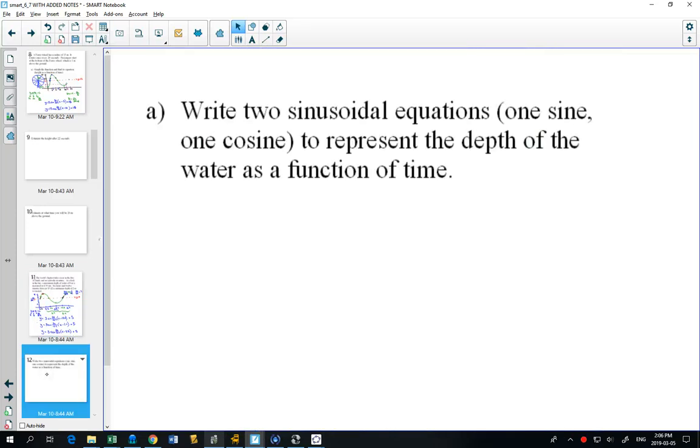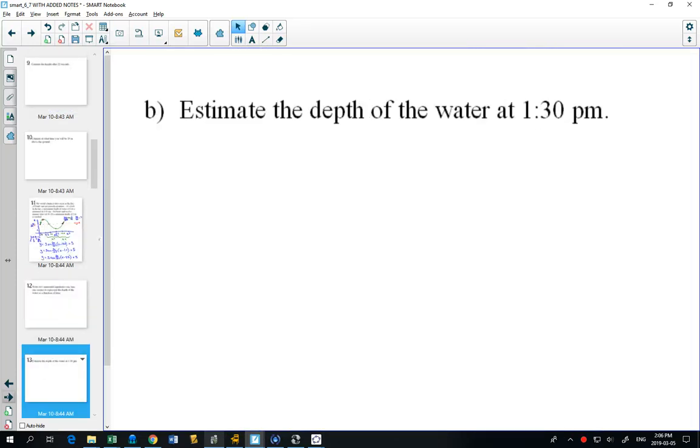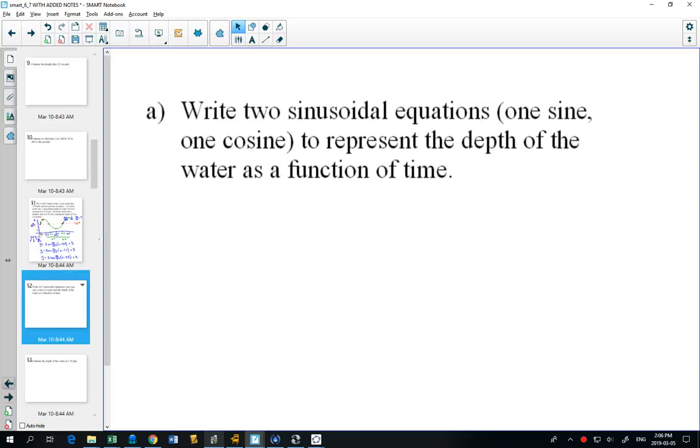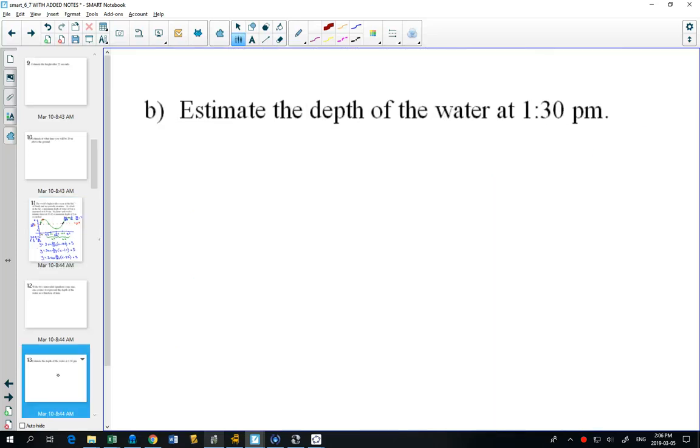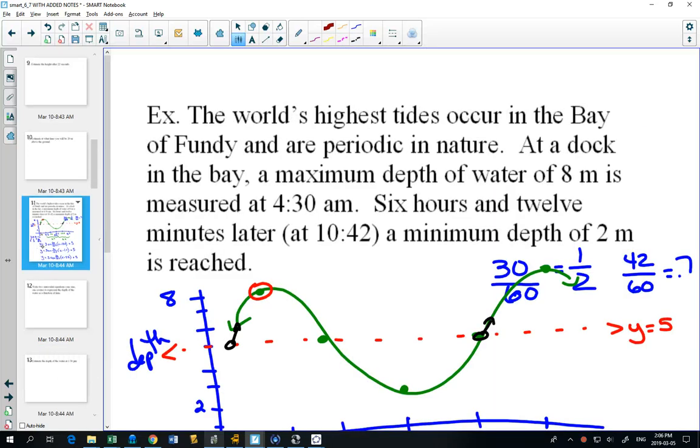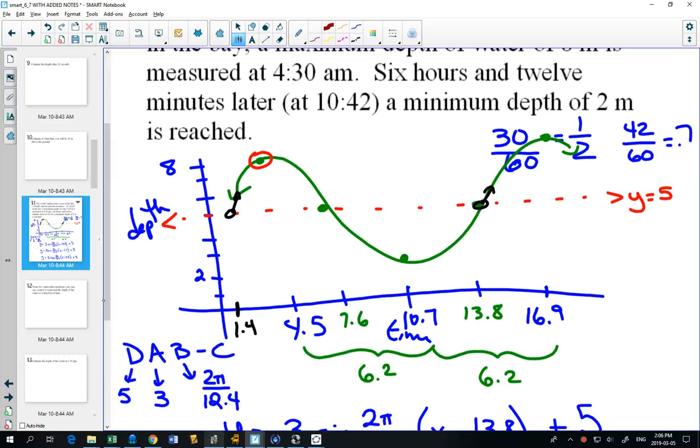And then part B here, estimate the depth at 1:30. Again, it just says estimate, so we don't have to get a right answer. Where would 1:30 be on here? Is 1:30, and did it say 1:30 p.m.? 13.5. Right? Because this 1:30 would be a.m. 13.5 would be 1:30 p.m.